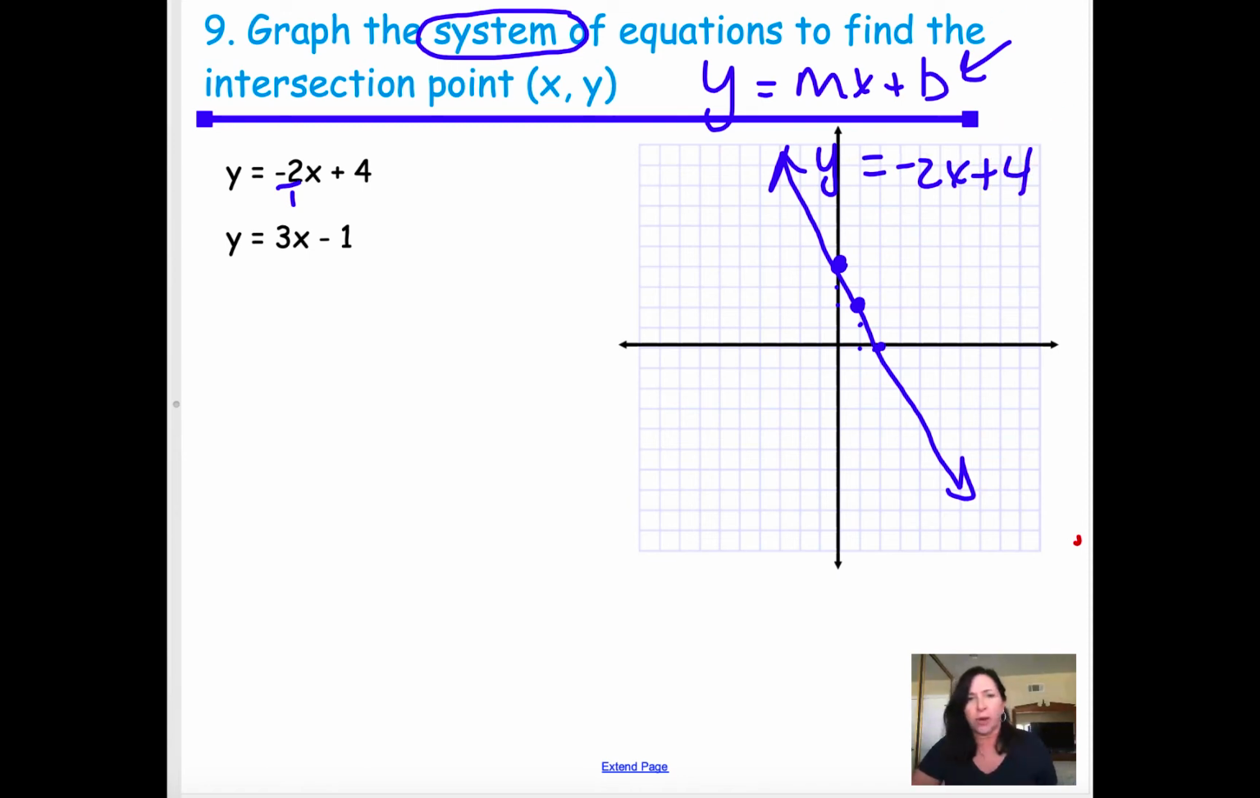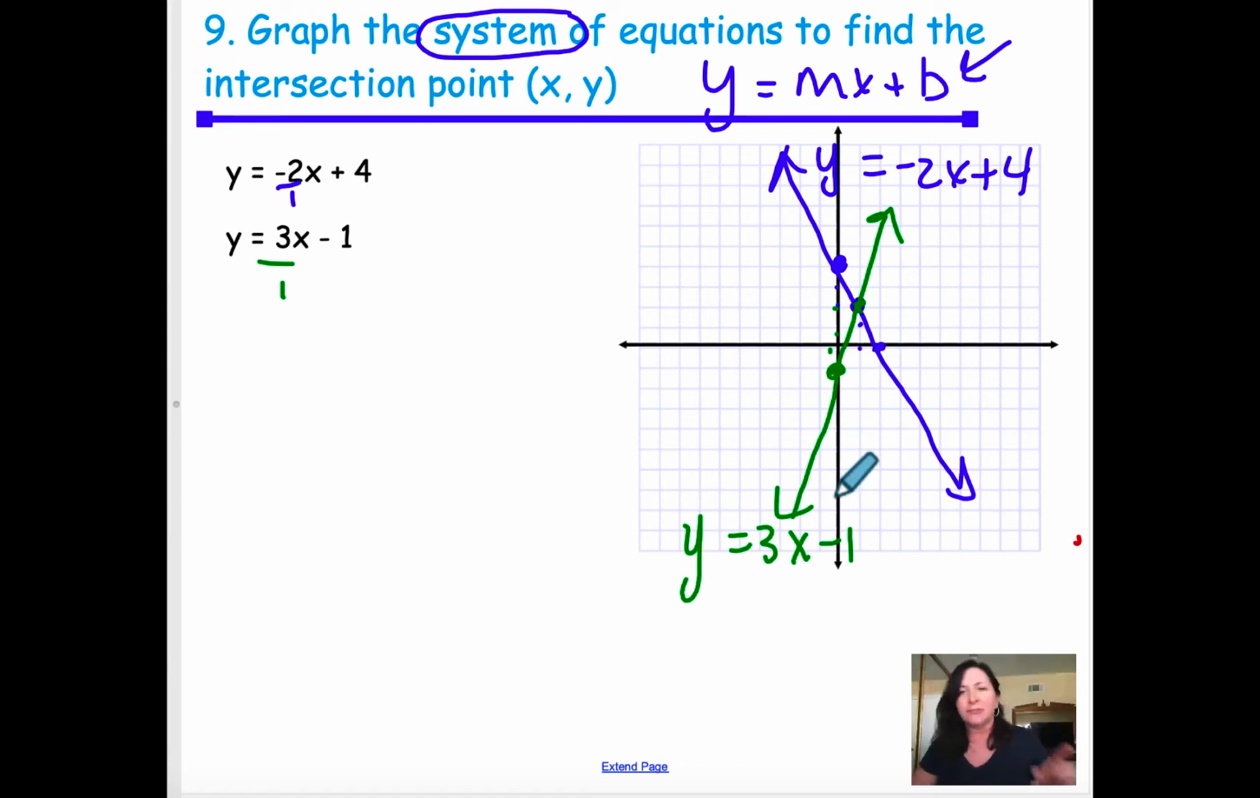Now, the second equation is y equals 3x minus 1. We're going to start at negative 1. My slope is up 3 over 1. So 1, 2, 3, over 1. And so that means that it looks like I really just crossed right on the money, right there on the corner. And this is the graph for y equals 3x minus 1.